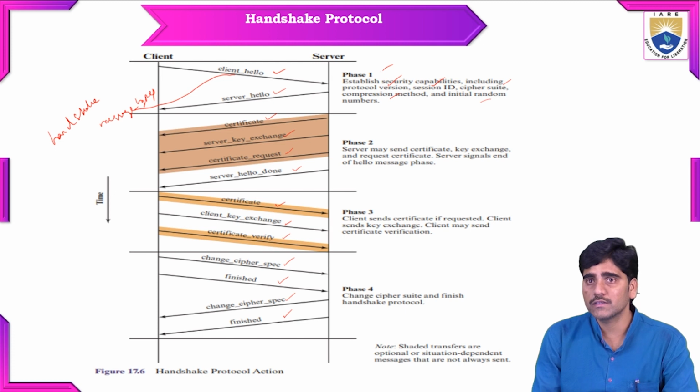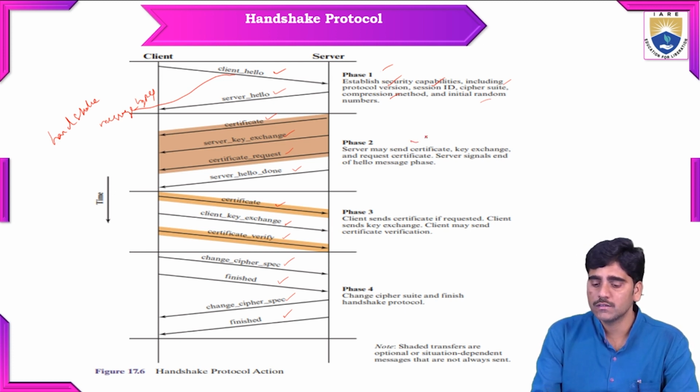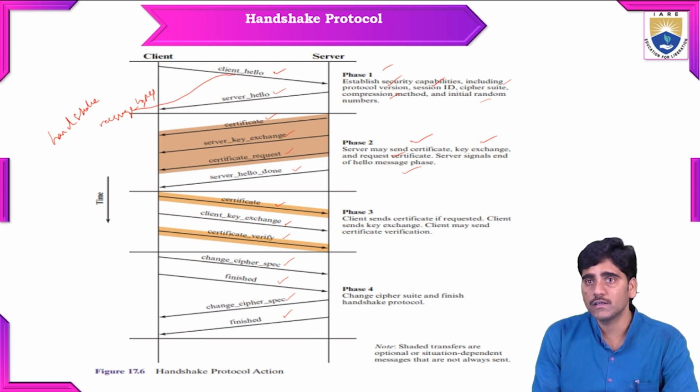And in the second phase, the server may send a certificate, key exchange, and request a certificate, and the server signals the end of the hello message phase. So once the security capabilities are established between the client and the server, the server may send a certificate, key exchange, and request certificates also. Here the server signals the end of the hello message phase.